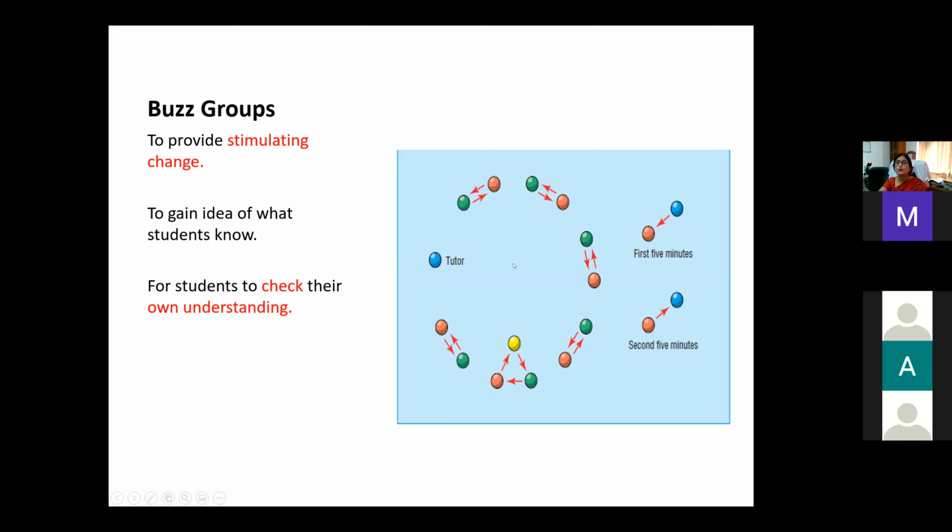Now this buzz group type of discussion can be used during a large group discussion also. For example, during a lecture, if you wish to break the monotony of the lecture, we can in between make these buzz groups and ask them to share their ideas.